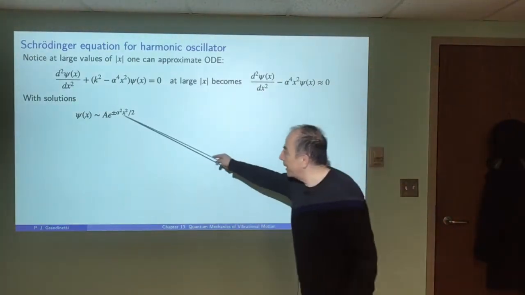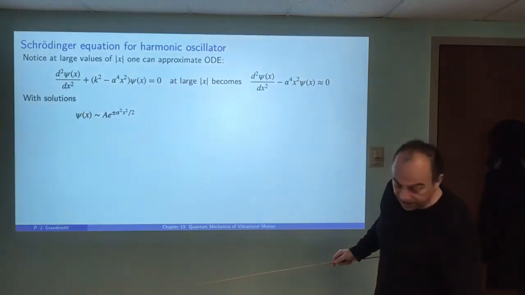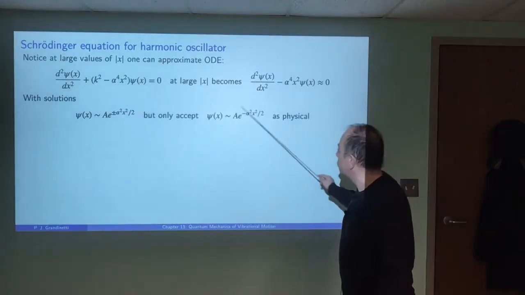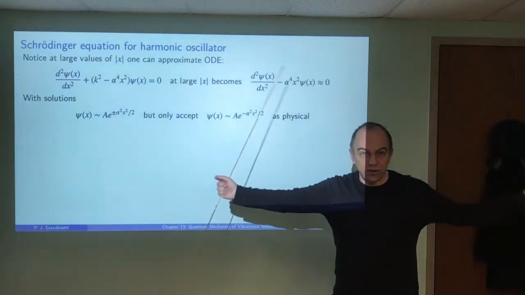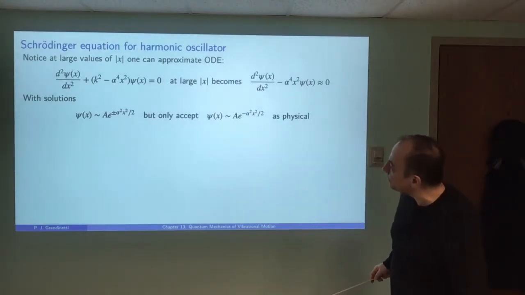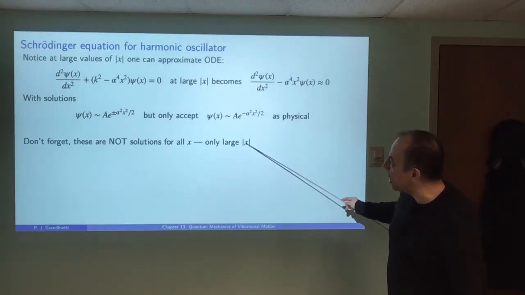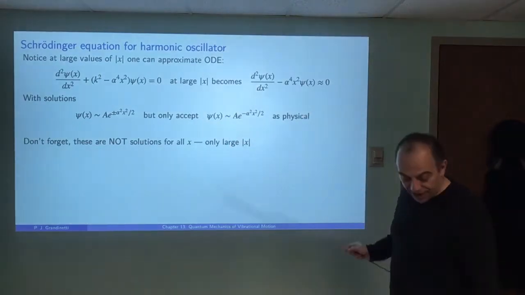Well, of course, if x goes to infinity, this thing will go to infinity. That's not physically realistic. So we're only going to accept solutions with the negative sign in the exponent. These are going to be solutions that go to 0 when we get out to very large x. Now, again, these are not solutions to this equation. This is just solutions at very large values of x.